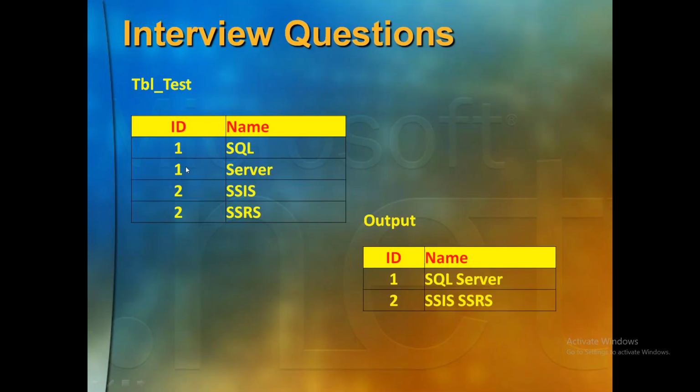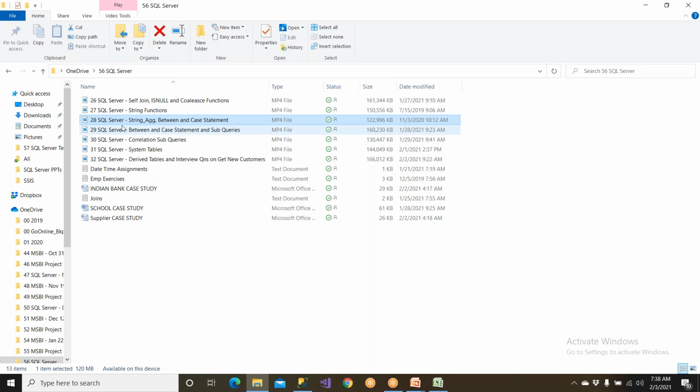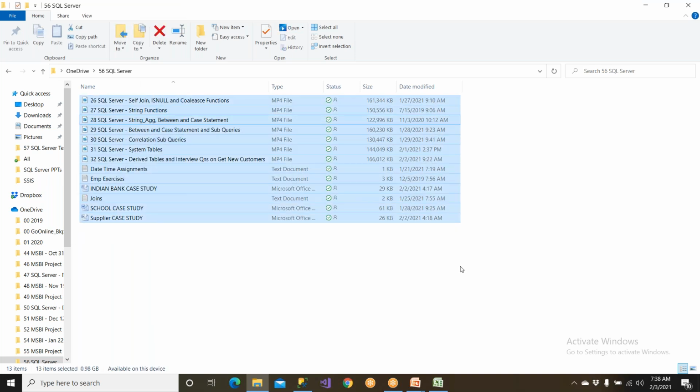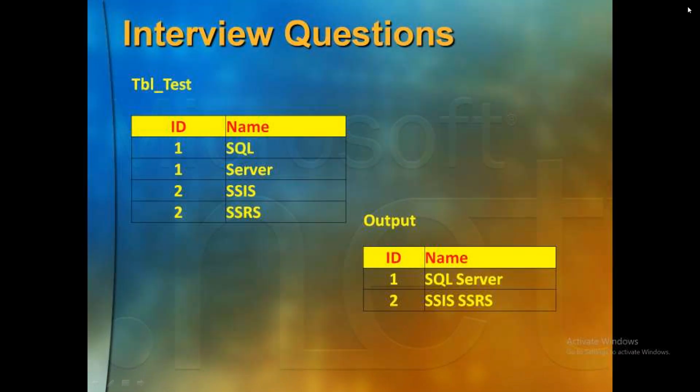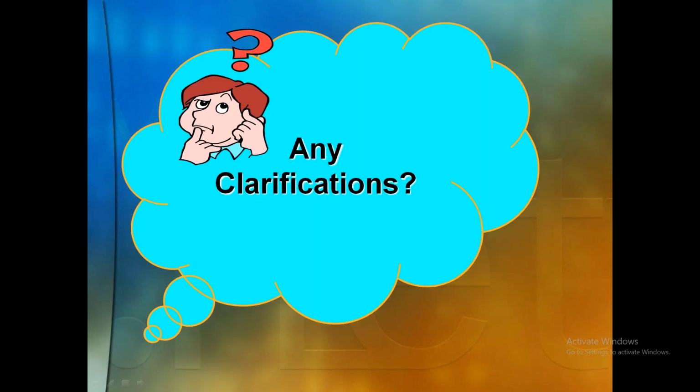When the column ID is the same, I would like to have SQL and Server like this. So if the column ID is the same, you need to put it like this. This can be done with the help of this string aggregate video. Please watch it and make sure you have downloaded these videos. I will be deleting these videos probably today at the end of the day. Clear? So make sure that you have downloaded all the videos, and this completes our queries. We have completed SQL clearly. Am I clear? That's what you've got to understand.